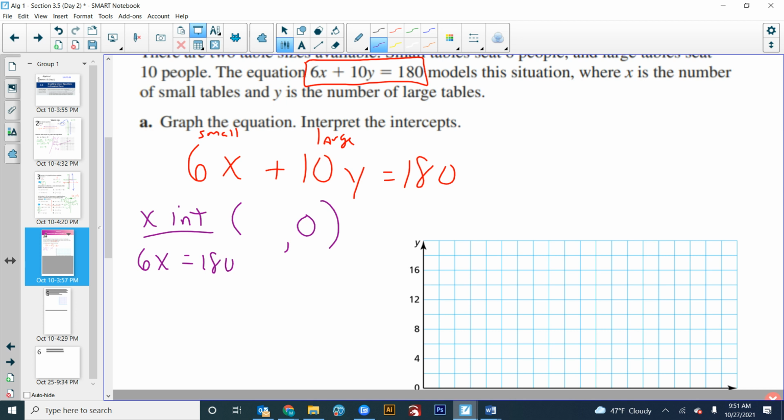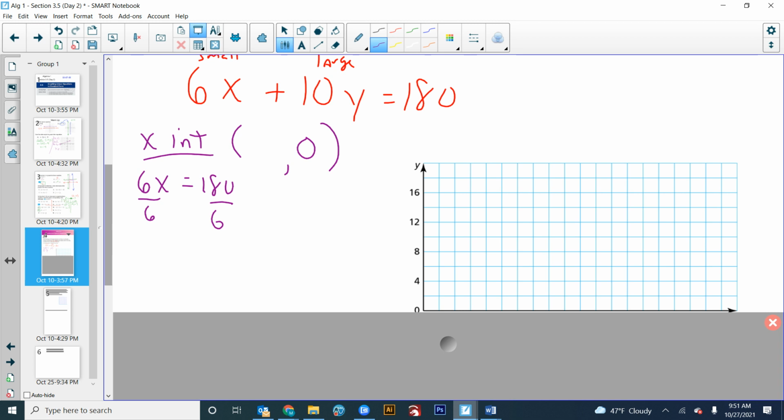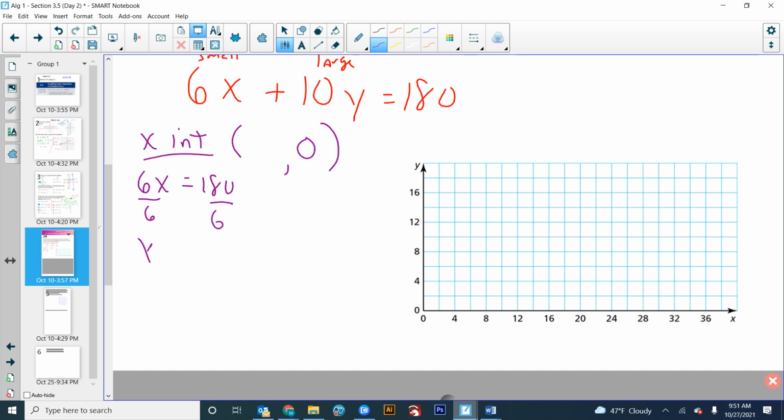How do I solve for x, my friends? What do I do? Divide by 6. Thank you. Now, x equals, what is that, 30? Yeah. Thank you. Does everybody agree that's my x-intercept? 30, 0? Does everybody agree? Good. Okay, now we'll talk about what that means in a second.